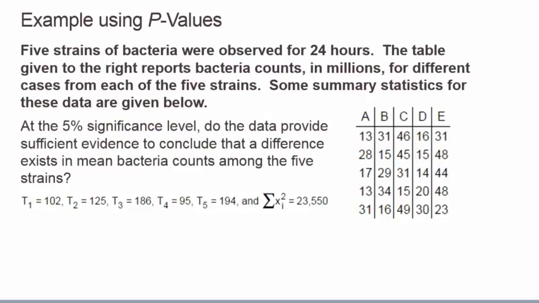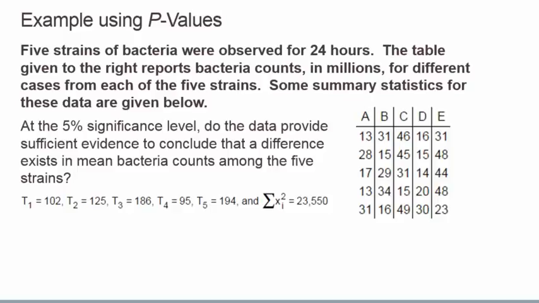Example using p-values. 5 strains of bacteria were observed for 24 hours. The table given to the right reports bacteria counts in millions for different cases from each of the 5 strains. Some summary statistics for these data are given below. At the 5% significance level, do the data provide sufficient evidence to conclude that a difference exists in mean bacteria counts among the 5 strains?